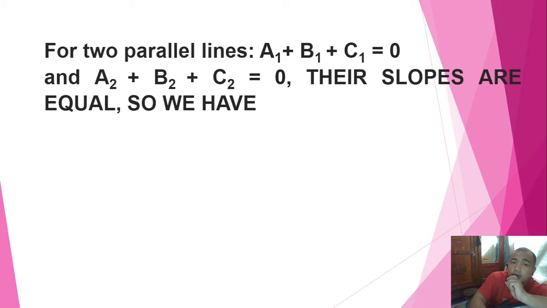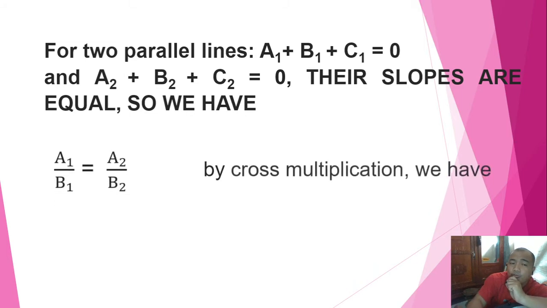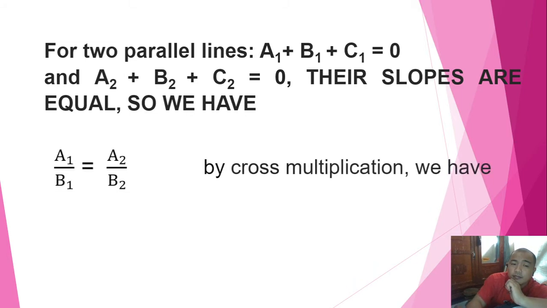Right? So for two parallel lines, a sub 1 x plus b sub 1 y plus c sub 1 equals 0, and a sub 2 x plus b sub 2 y plus c sub 2 equals 0, their slopes are equal. So what is the slope of line 1? Of course, negative a sub 1 over b sub 1. And what is the slope of line 2? Negative a sub 2 over b sub 2.